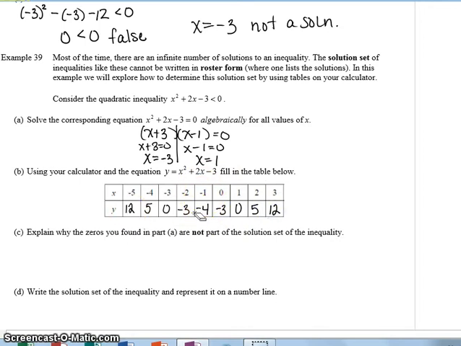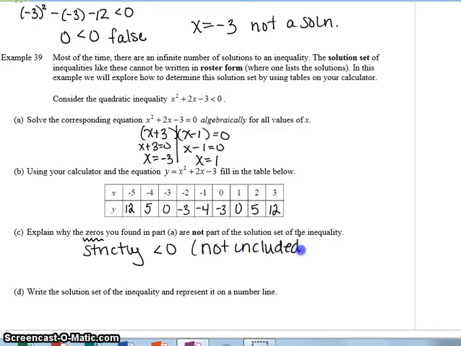All right, part C, explain why the zeros you found in part A are not a part of the solution set of the inequality. Okay, well, the zeros, thinking the roots, right? Because up here in part A, these are the roots. That's where the parabola crosses over the x-axis, okay? Zero's not included in here, because if you go back to the original, it's strictly less than 0, okay? And because it's strictly less than 0, 0 is not included, okay?